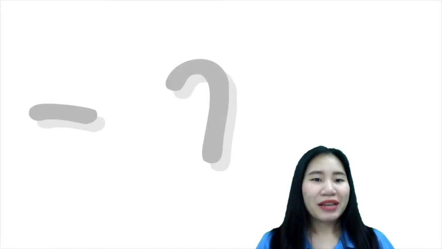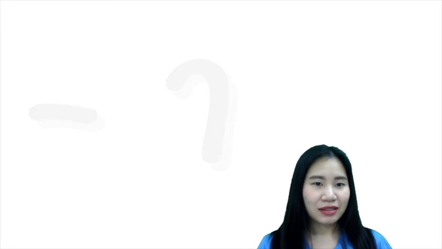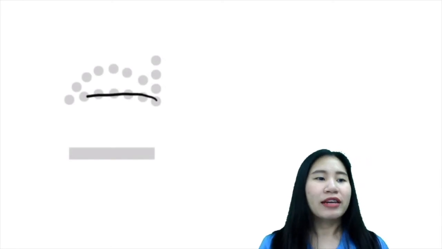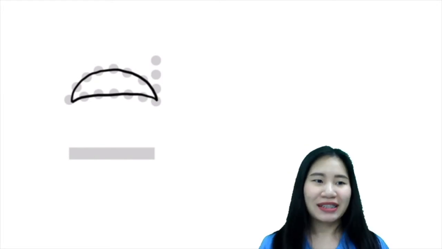The first vowel is A. This vowel is always on the right of the consonants. To write this vowel, we start from above here and then go to the right and go straight down. The next vowel is E, and this vowel position is above the first consonant. You start from the right, go to the left, then go up, go to the right again, and then put the tail.